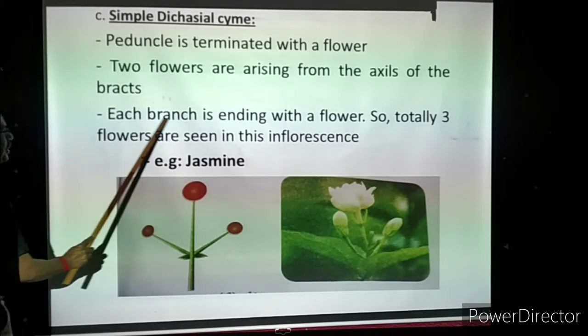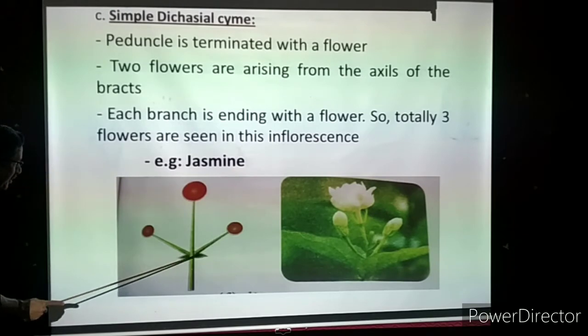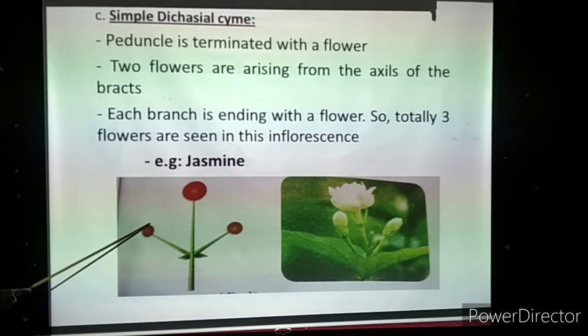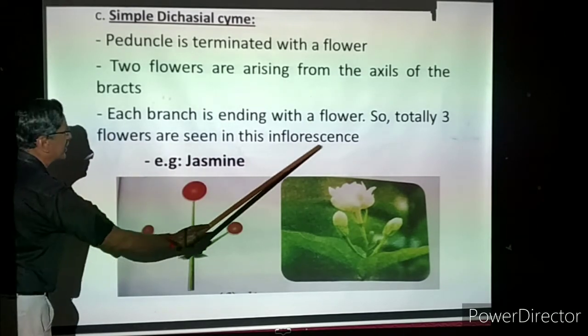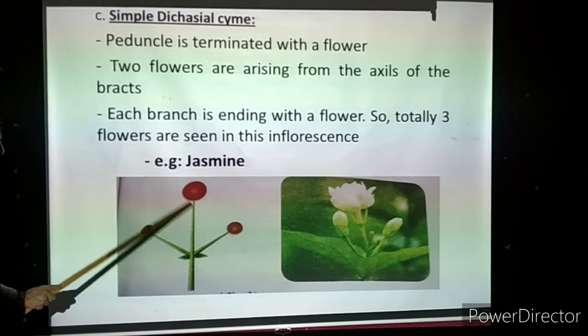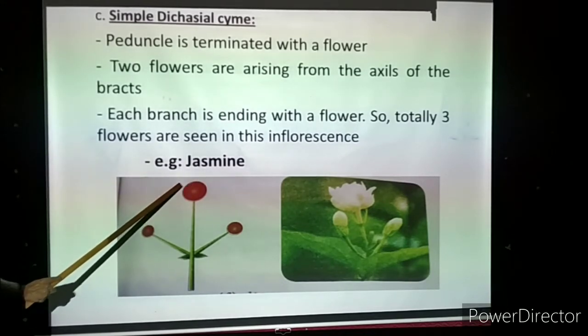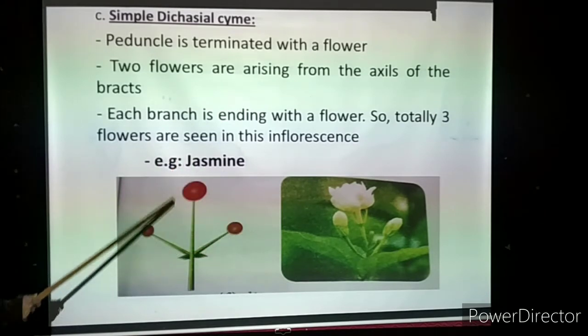Each branch is ending with a flower. This is one branch, it is ending with a flower. This is another branch, it is ending with a flower. So totally 3 flowers are seen in this inflorescence. Now this is the whole inflorescence. It is having a fixed number, only 3. The oldest flower, and these two are younger than the oldest. So only 3 flowers will be present.